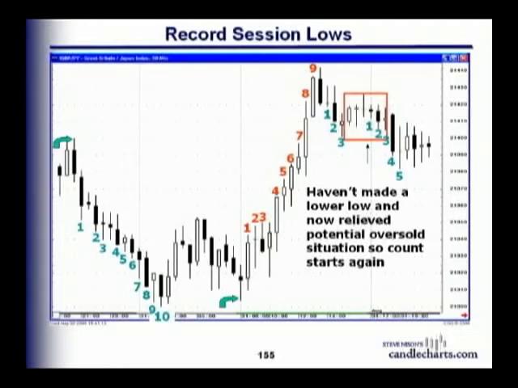Steve? Yes? Between 5 and 6, why isn't that a record session high? Okay, which one between? Oh, it should be. It should be. Okay, the question is between 5 and 6. It should be. I just didn't put it right. So it's actually 10 record session highs. And I wanted to see if anybody would catch that, so I did this on purpose. Yeah, right. You believe it. And once again, when there's about 4 sessions or so, we start the count all over again.